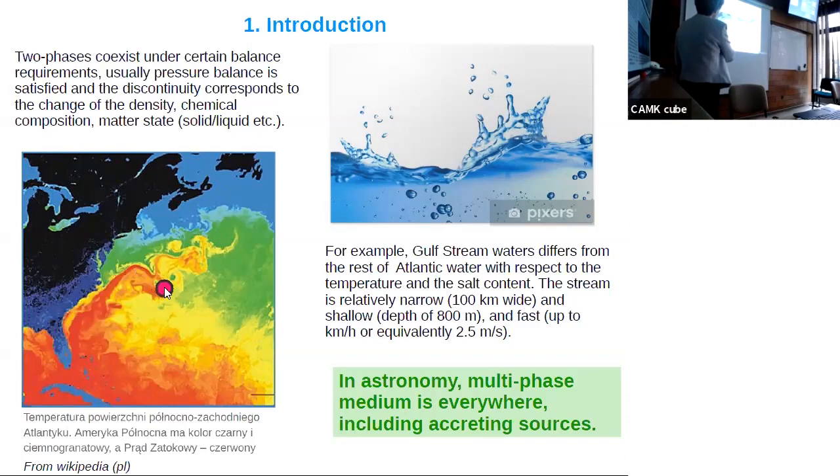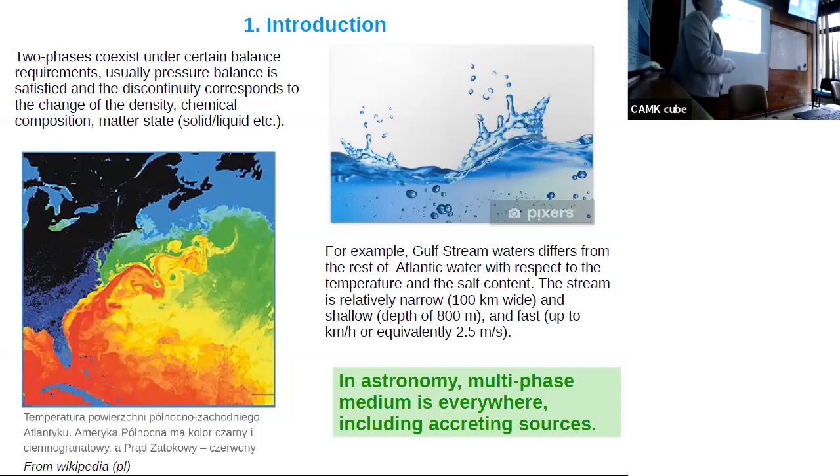So there is a relatively narrow stream of hot water wandering towards Europe, and this is really very important for the European climate. Otherwise, here in Warsaw, we would have a climate like in Canada, for example, or in Siberia. We are happy we don't have it. So you see, this water does not totally mix. There is a difference in temperature, a bit of a difference in salt content, but nevertheless, it's really amazing that the stream is relatively narrow, 100 kilometers wide, shallow, and flows very fast. And it does not completely mix. It should be natural that this water mixes, but here it does not.